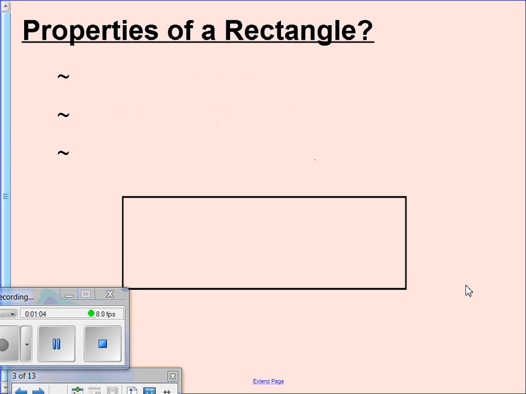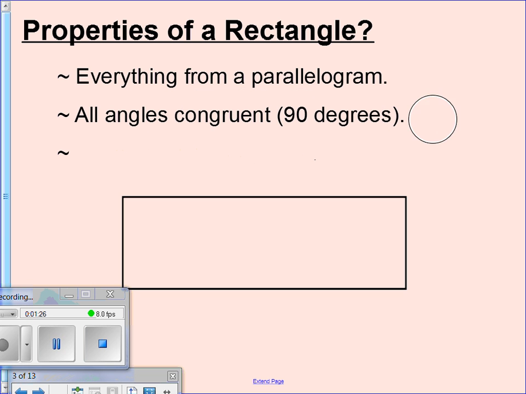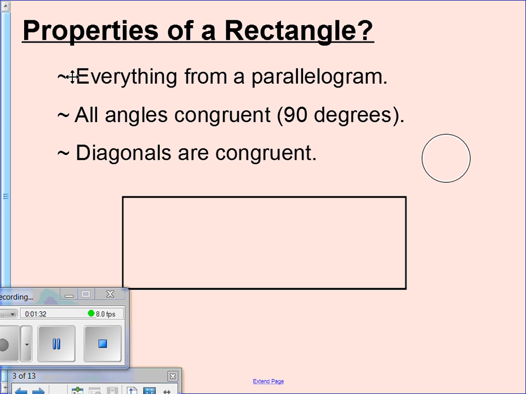First one we have is the rectangle. Properties of a rectangle. First thing we think of is, hey, it's getting the things passed down from the parallelogram. So first thing we write down is everything from a parallelogram also applies to a rectangle. Next, what makes it special? All angles are congruent, equal to 90 degrees. And a special property that comes from that is that the diagonals are congruent.